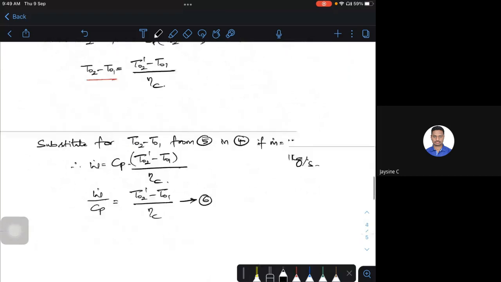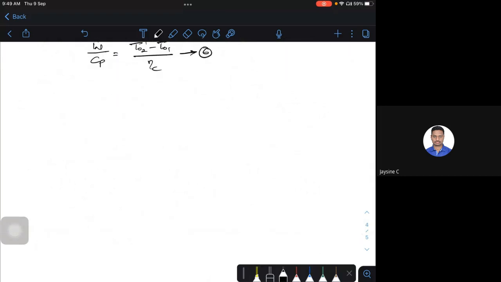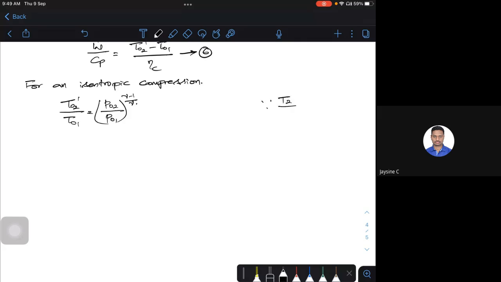Okay. For an isentropic compression, see, this is the expression I'm going to write. T02 dash by T01 is equal to P02 by P01 whole to the power of gamma minus 1 by gamma, because we have this relation from the thermodynamics. T2 by T1 is equal to P2 by P1 whole to the power of gamma minus 1 by gamma. This is only for isentropic compression.